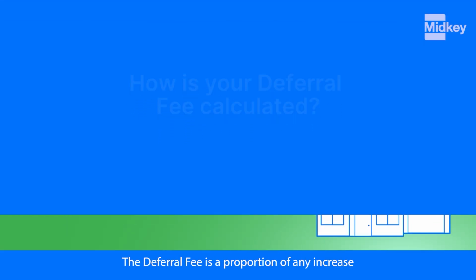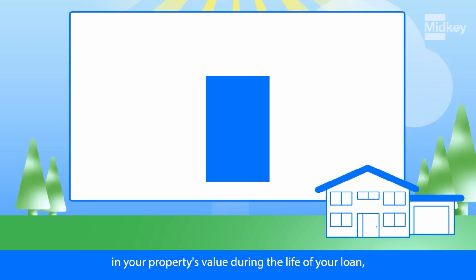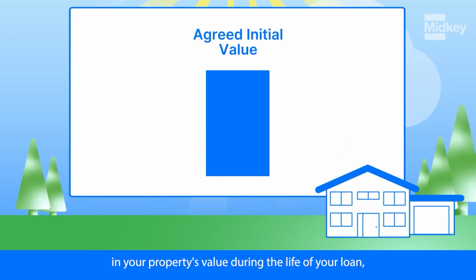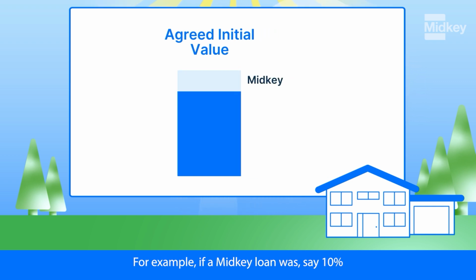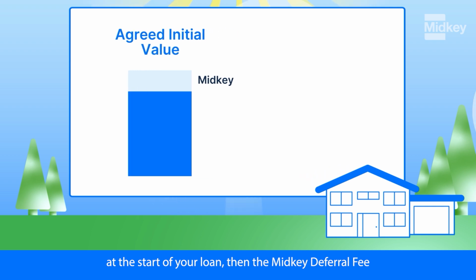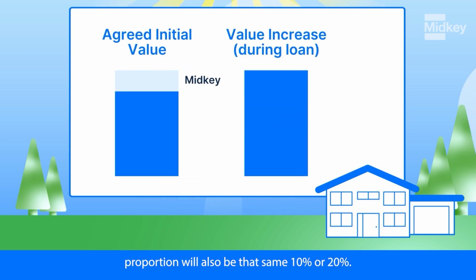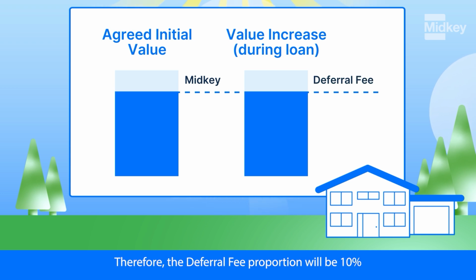The deferral fee is a proportion of any increase in your property's value during the life of your loan, where this proportion is agreed upon at the start. For example, if a Midkey loan was, say, 10% or 20% of your property's agreed initial value at the start of your loan, then the Midkey Deferral Fee proportion will also be that same 10% or 20%. Therefore, the deferral fee proportion will be 10% or 20% of the increase in your property's value.